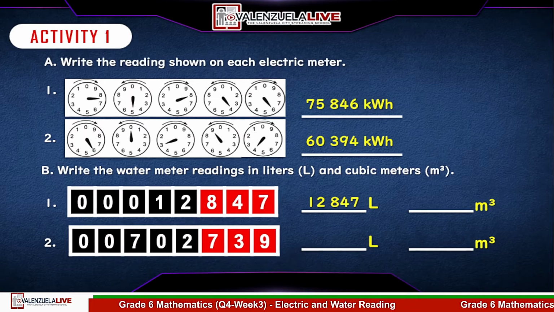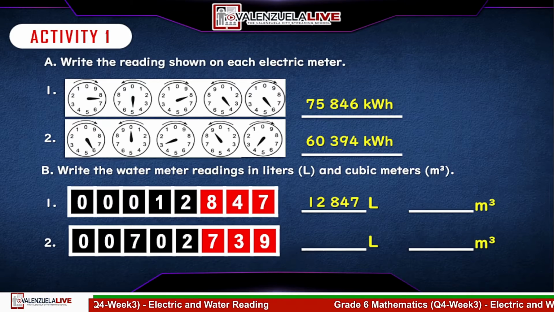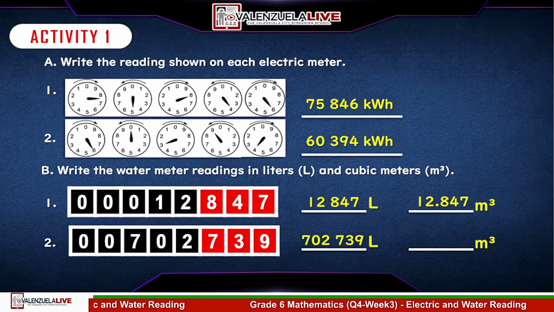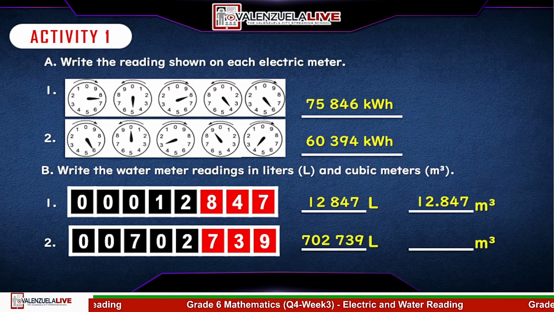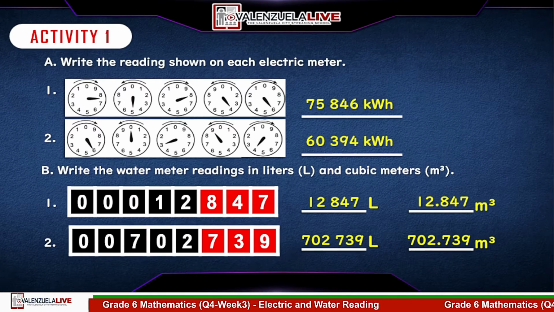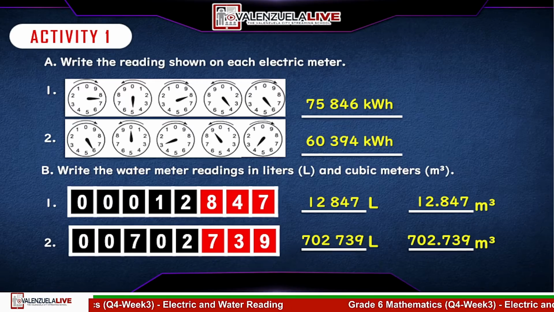Lastly, find the meter reading shown in this number 2. Good job! If your answer is 702,739 liters and 702 and 739 thousandths cubic meters.